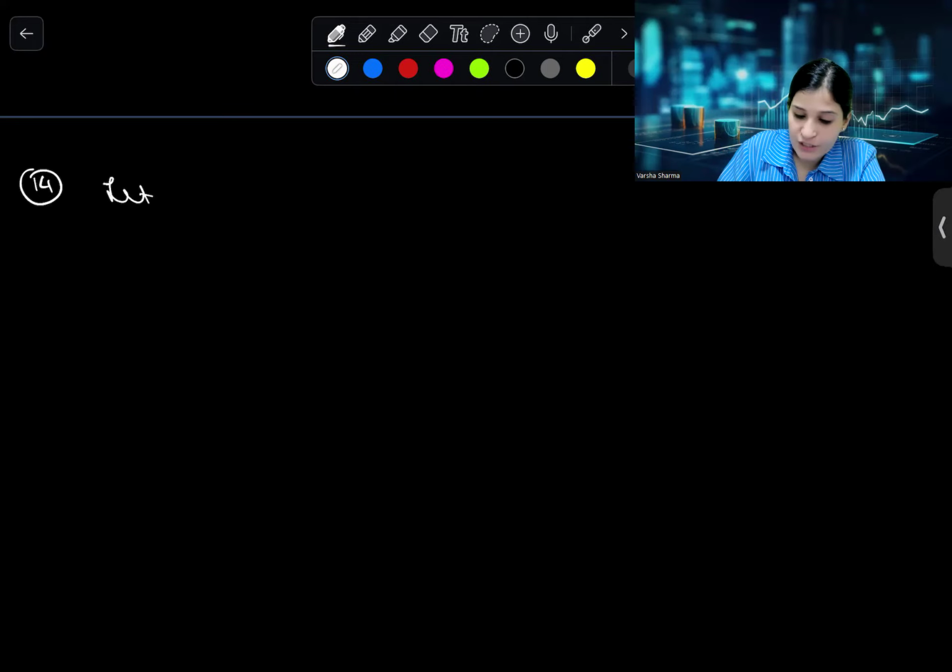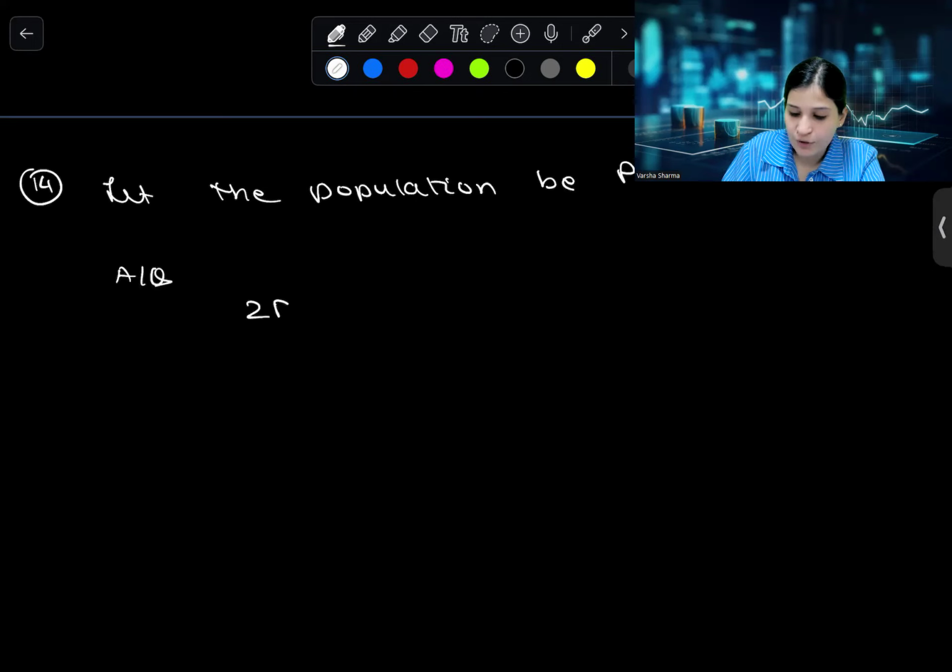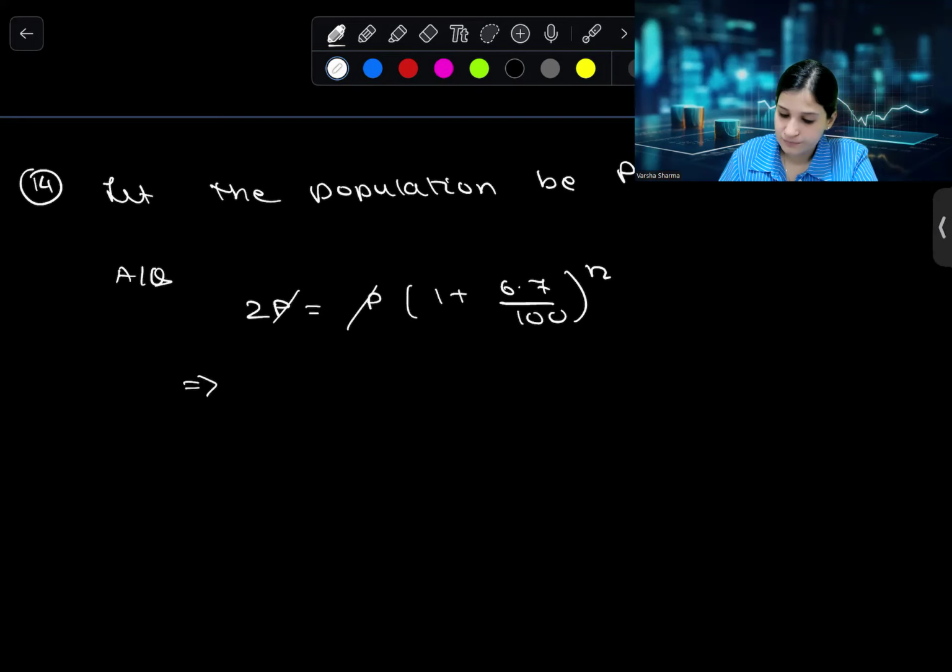So let the population be P. According to the question, it has now become 2P. The rate is 6.7. We need to find out the time. P gets cancelled. Let's take log on both sides.